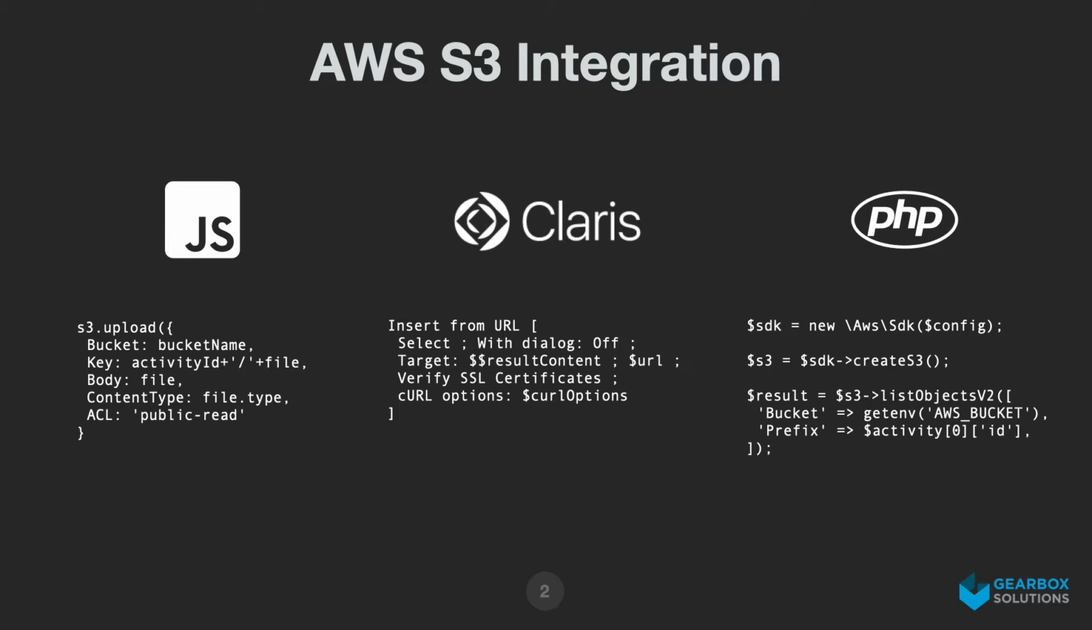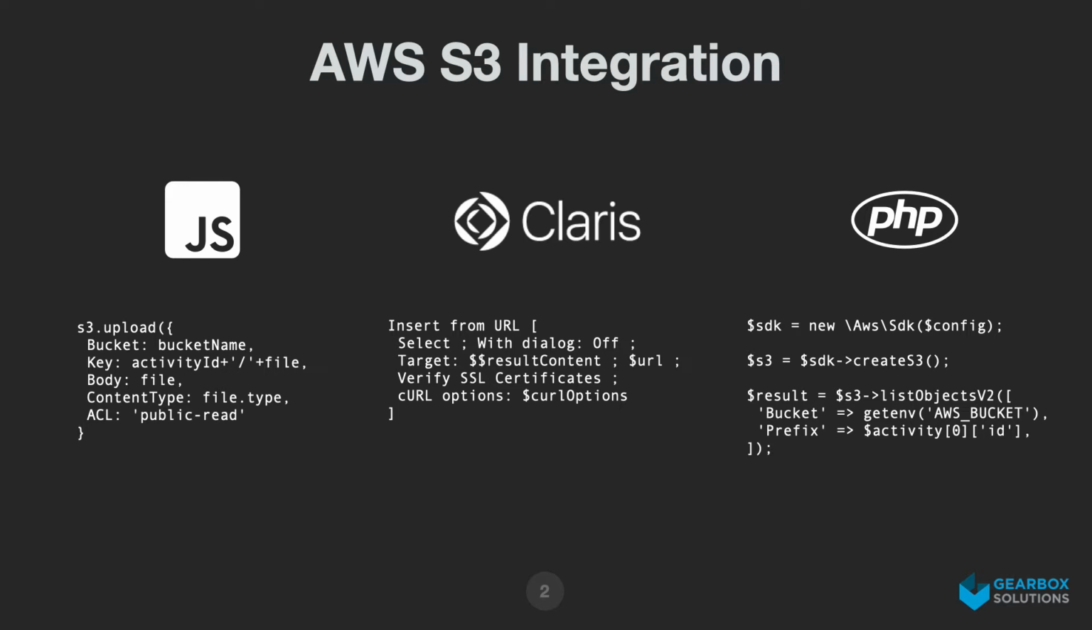With Claris, we use the Insert from URL with all the parameters that we build in our script to pass. And then there's also an SDK for PHP, and we use that on the server when an activity gets posted and we want to notify people. We use a PHP backend and we grab those images from our S3 solution and we send those as attachments with an email. They just show up in the email of the person being notified.